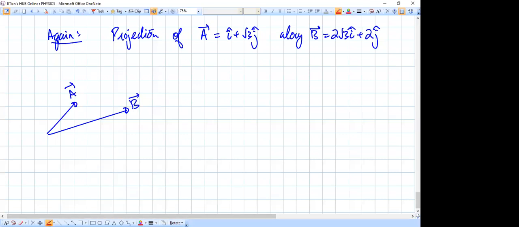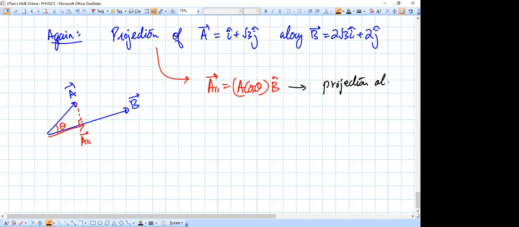So we want to drop a perpendicular here and calculate this thing as a vector. So we can see that that projection is A parallel, which has a magnitude of A cos theta and whose direction is along B. So it is given by this. So this becomes the definition. This is the definition. It is the projection along B. So it has a magnitude of A cos theta and direction along the vector B, so B cap.